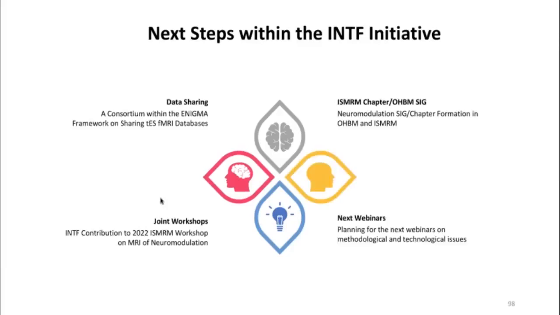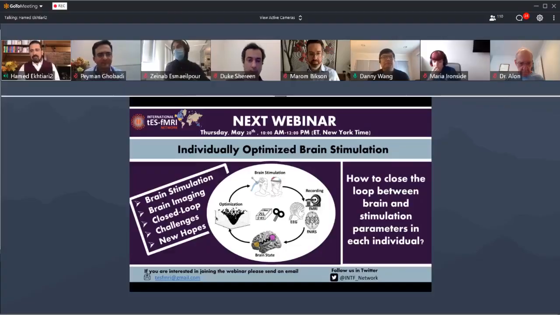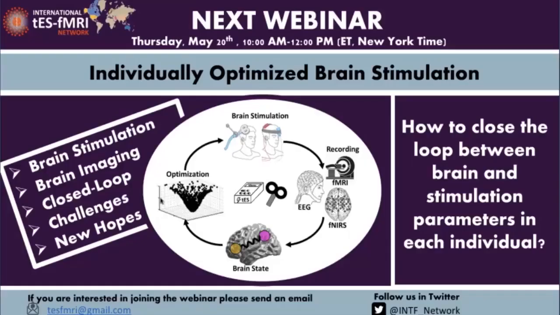Right now, we are discussing the next webinar, talking about how we can have individually optimized brain stimulation based on EEG, fMRI, fNIRS, the different sorts of non-invasive brain stimulation interventions. So we have already opened the floor for further discussions, not only within the tES-fMRI community, but also from other communities that are working in parallel to what we do in tES-fMRI. So we are planning for that for May 20th.